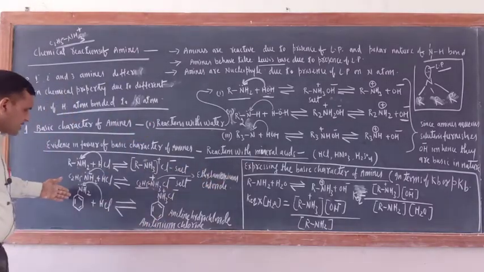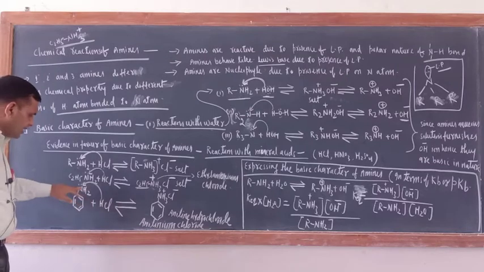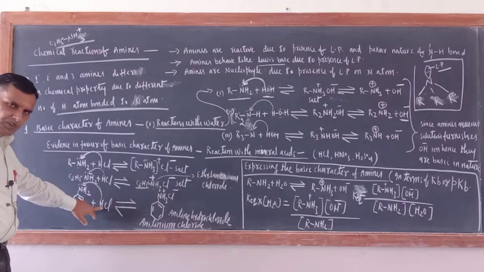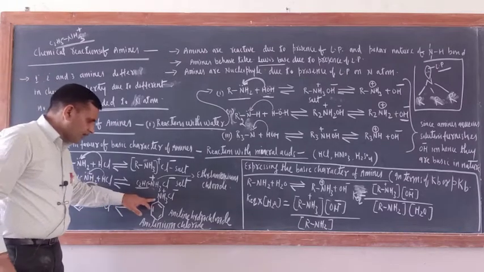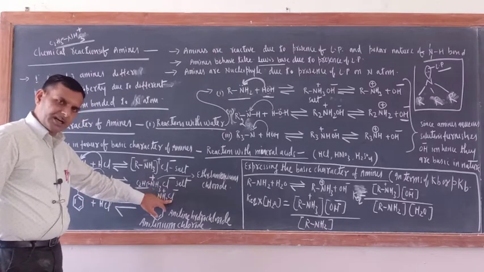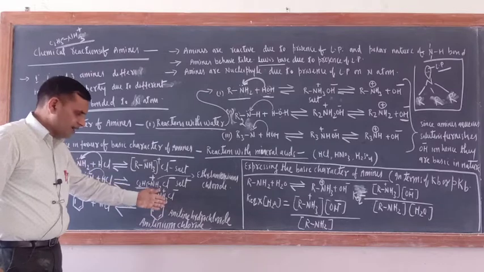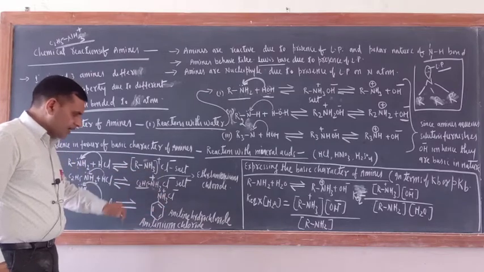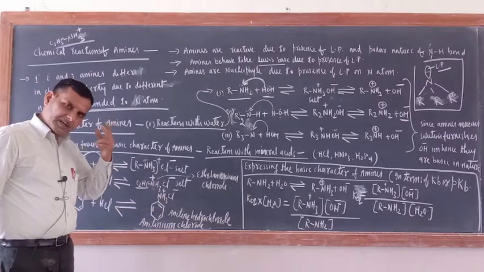Now this is aniline. What is this one? Aniline. The lone pair of electrons will gain one proton from HCl. So what would be the group here? NH3 positive and Cl negative. This is also salt. And what is the name of this one? We can tell in 2 ways.